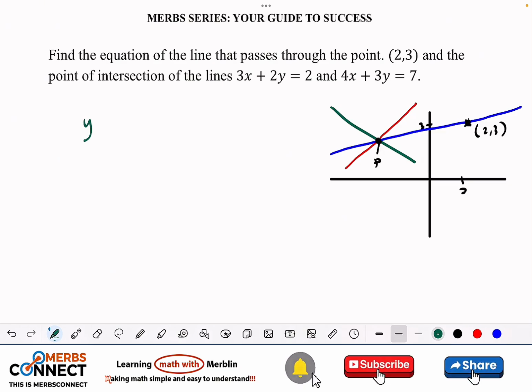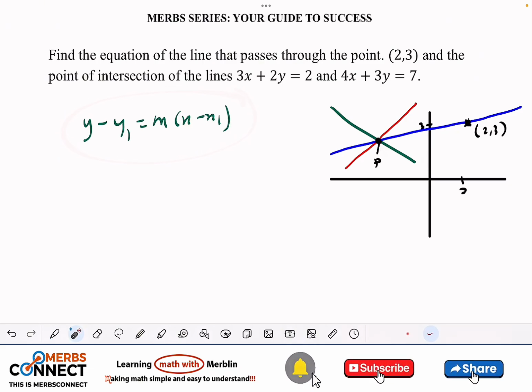So y minus y1 is equal to m(x minus x1), right? So this is the equation of the line. We can actually use this one as x1, y1 and plug them in, but we are not going to have the slope. For us to get the slope, we need to have 2 points. So it is very important for us to find the point here, which is P.